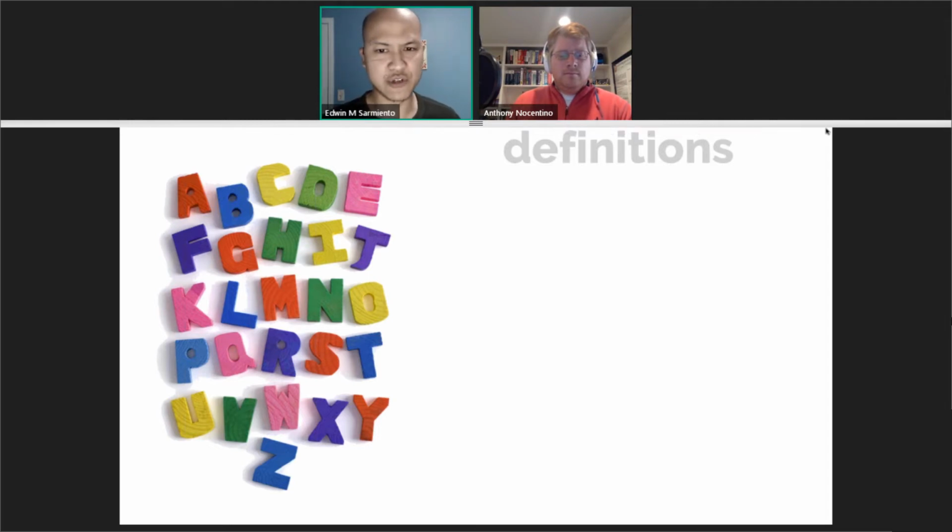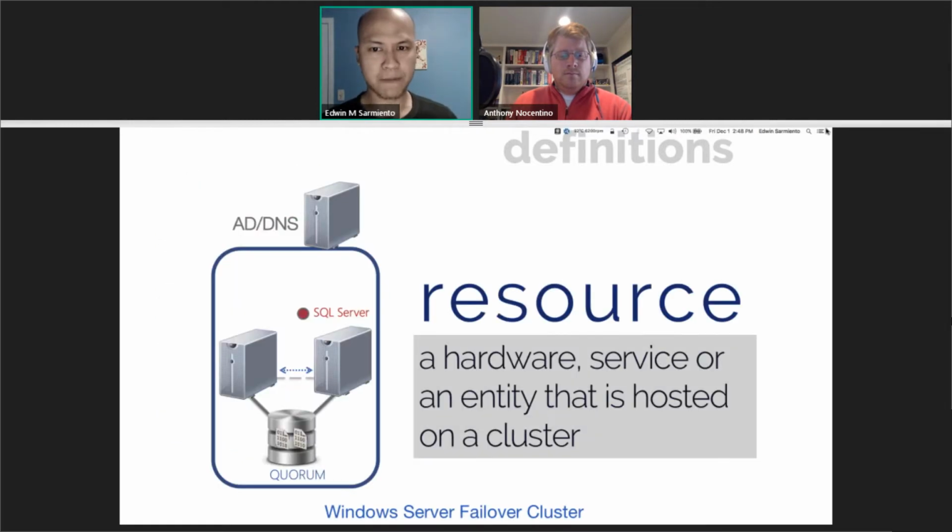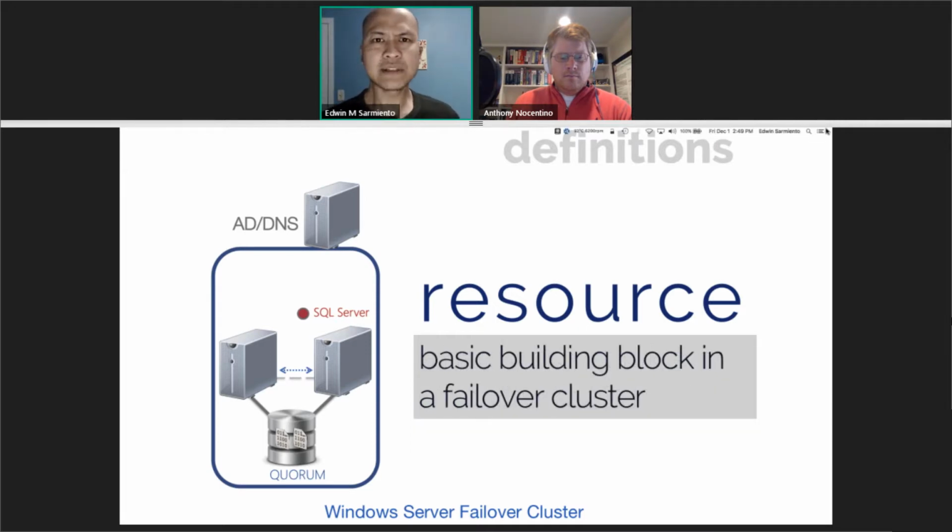Let's start with definitions. First is a resource. Now, a resource is any hardware, service, or an entity that is hosted on a cluster. I mentioned SQL Server. So from the point of view of the failover cluster, SQL Server, the service, is considered to be a resource. Now, understanding this concept forms the basic building block of how the cluster works.